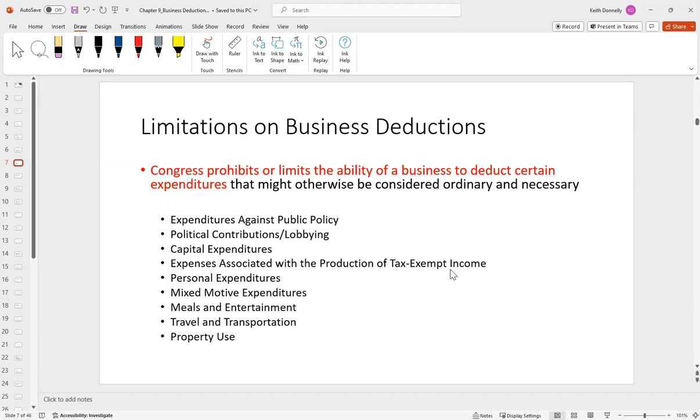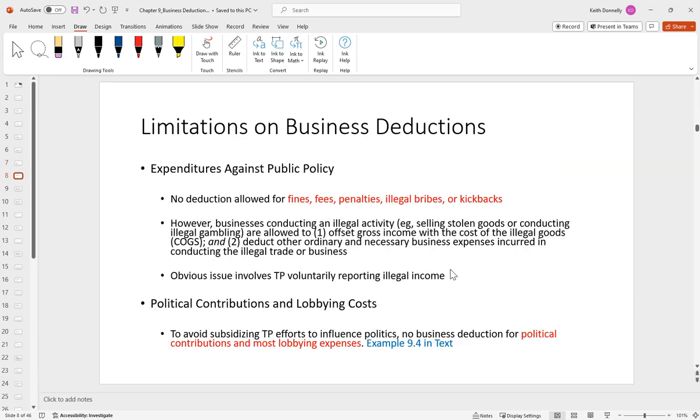Okay. Next, let's talk a little bit about caveats or prohibitions, limitations on business expenses. So we said, yes, they have to be ordinary and necessary, reasonable, foreseeable. And the idea with it is just because you meet that definition doesn't mean you're automatically going to get it. In other words, we have a wide variety here of situations that you may think you receive a business expense for, but you don't, right? So we have expenditures against public policy, political contributions, capital expenditures, expenses associated with tax exempt income, personal expenditures, mixed motive items, M&E, travel, and property use. Okay, so let's kind of unpack this.